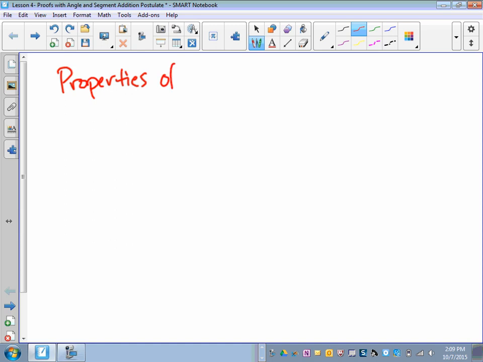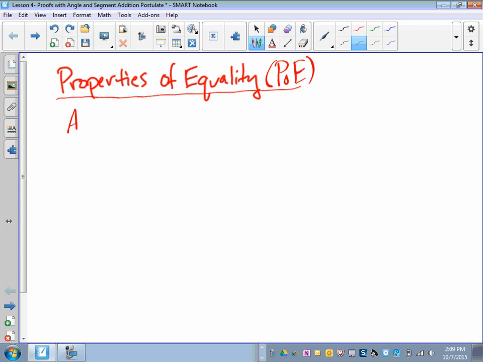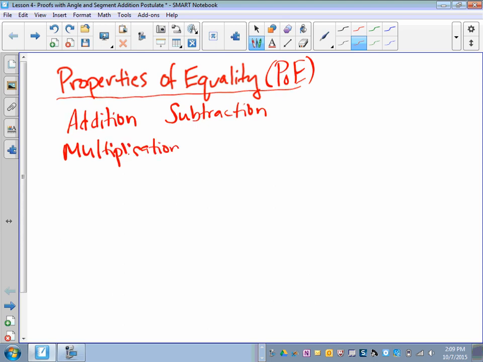All right, so properties of equality. And this is what we were talking about earlier. And like I said, you can use POE. Actually, I'm going to use a little abbreviation to shorten it so that you don't have to write as much when you're doing your proofs. All right, so our properties of equality, we have the addition property of equality, the subtraction property of equality, the multiplication property of equality, and our last one, the division property of equality.